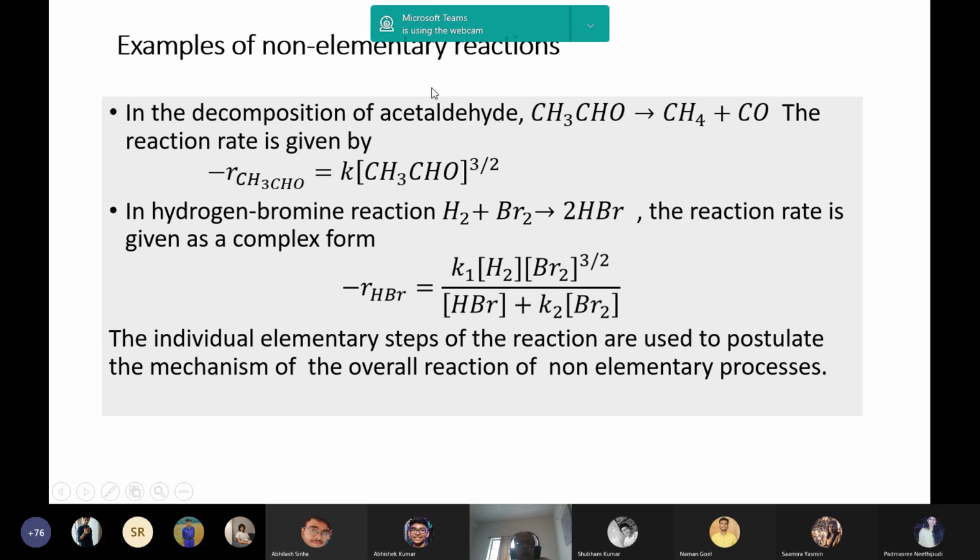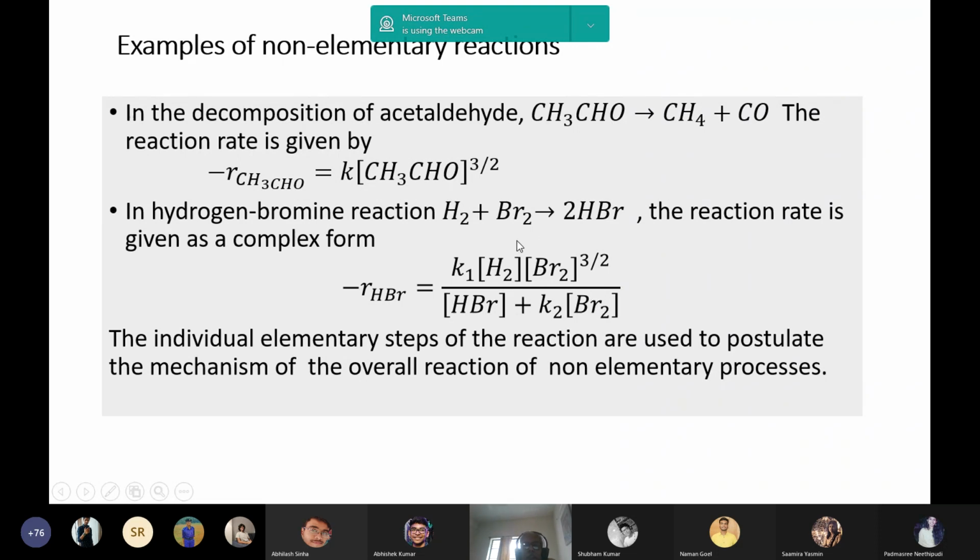For the derivation, we have chosen various reactions. Say, acetaldehyde decomposition giving methane and carbon monoxide, and the rate equation is given by this. This derivation is also available in many books. And the hydrogen bromine reaction gives 2HBr. The rate expression is given in the form of a ratio, that is, the denominator has some concentration terms, HBr concentration and bromine concentration.